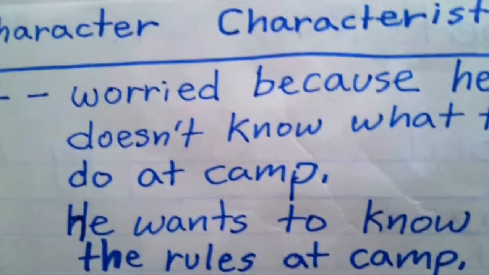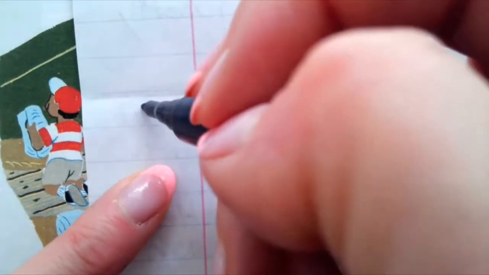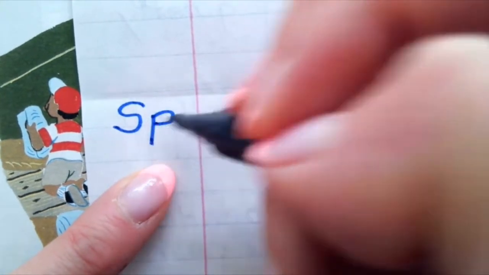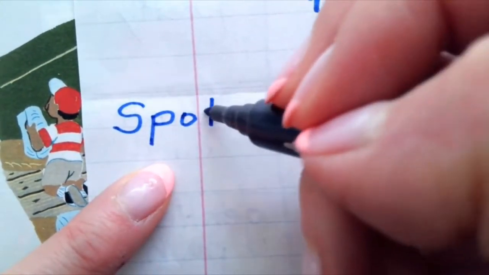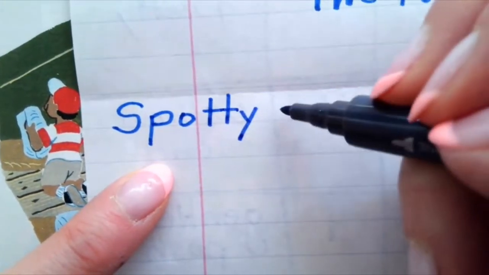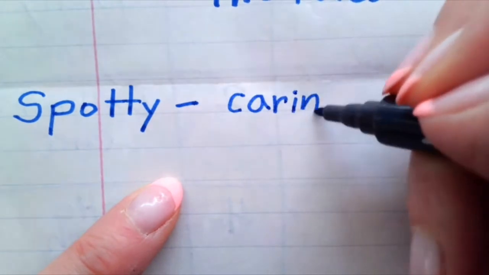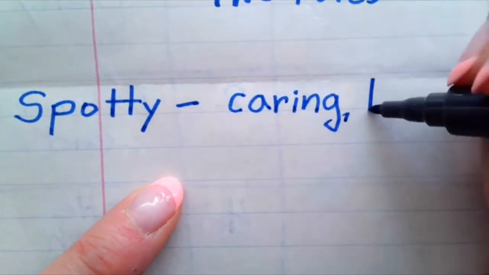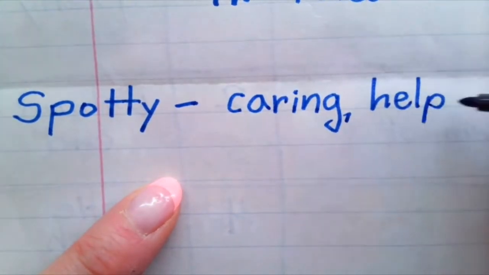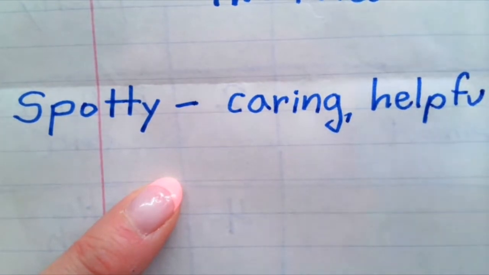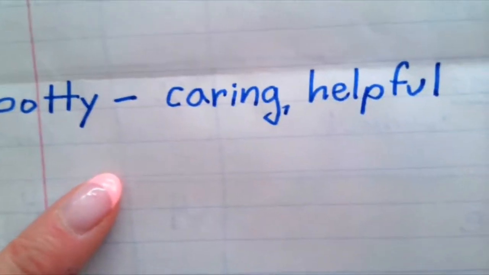Let's leave a little extra room underneath Robert's name since he is the main character and we might get more information. Make a few lines down and let's write Spotty. We see he is caring, helpful. He wants to help Robert.